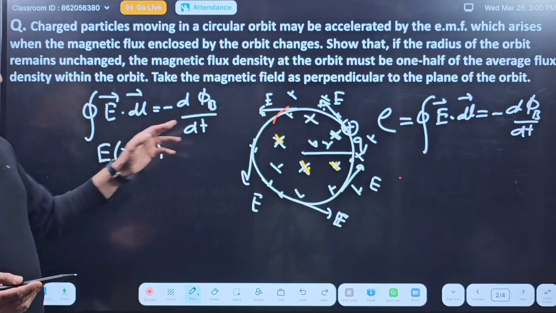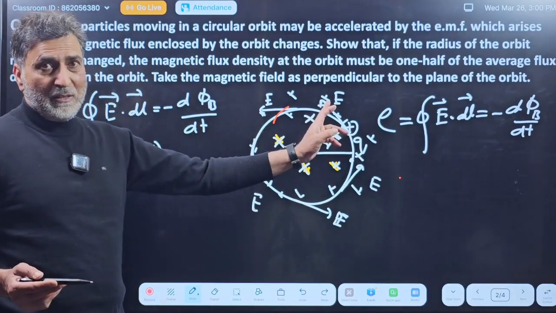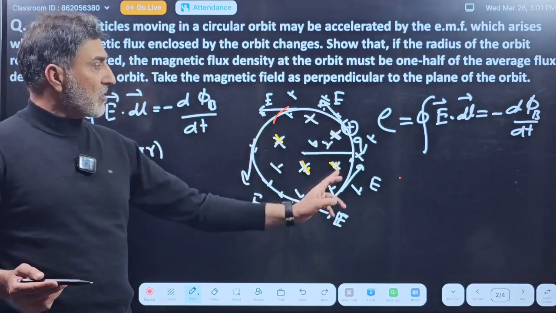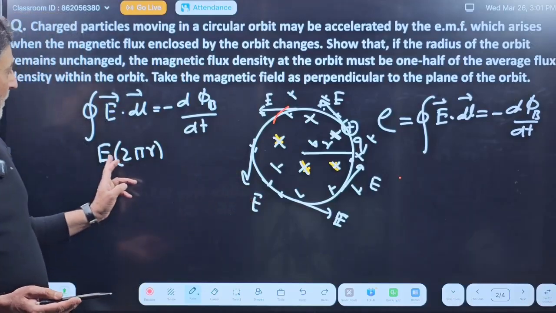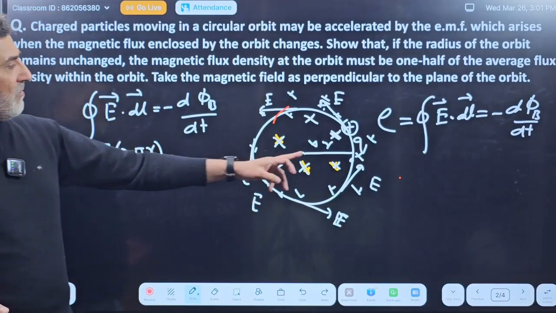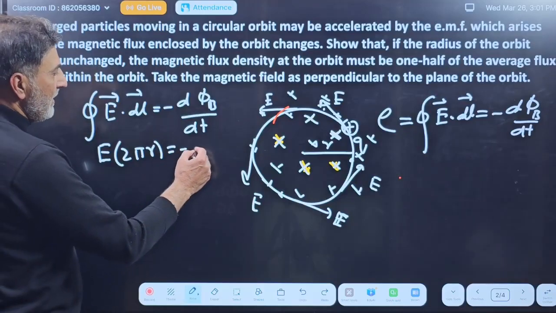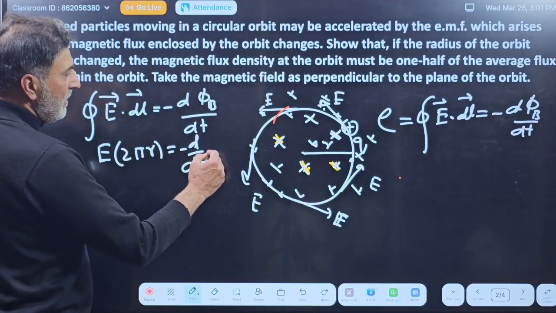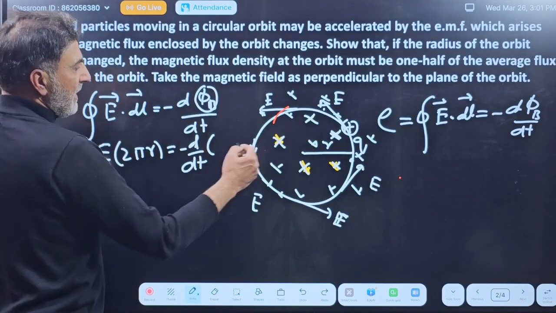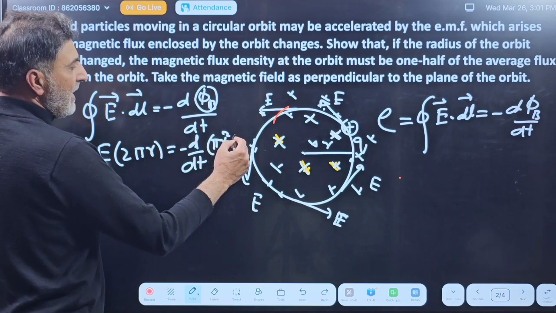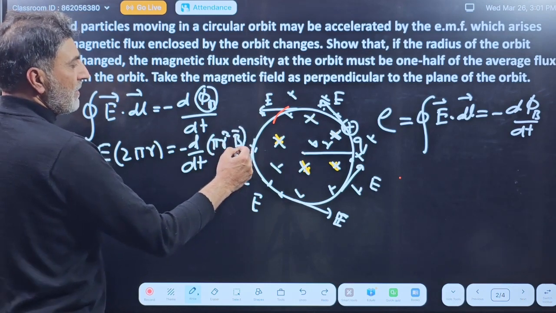So E will come out because E is constant on the circle in magnitude. Electric field का जो magnitude है, that is constant on the circle, and L, total L will be 2 pi r, is equal to how much? Minus d by dt into what is flux? That is pi r square B bar.